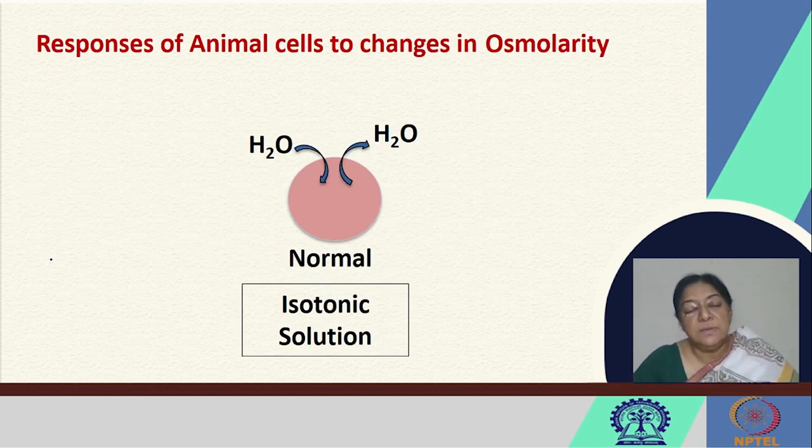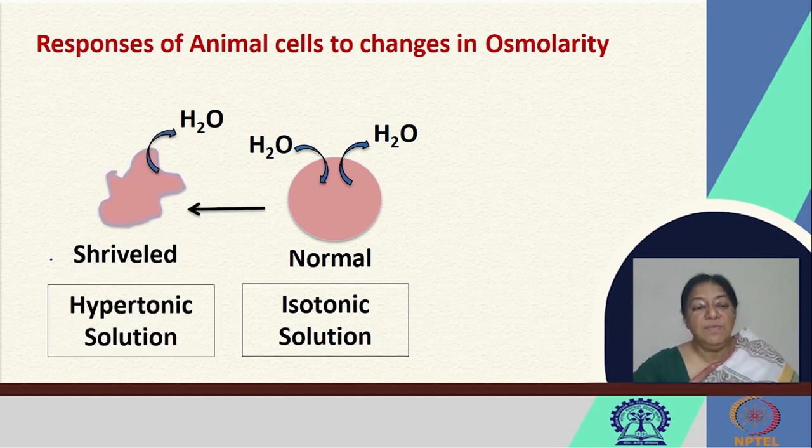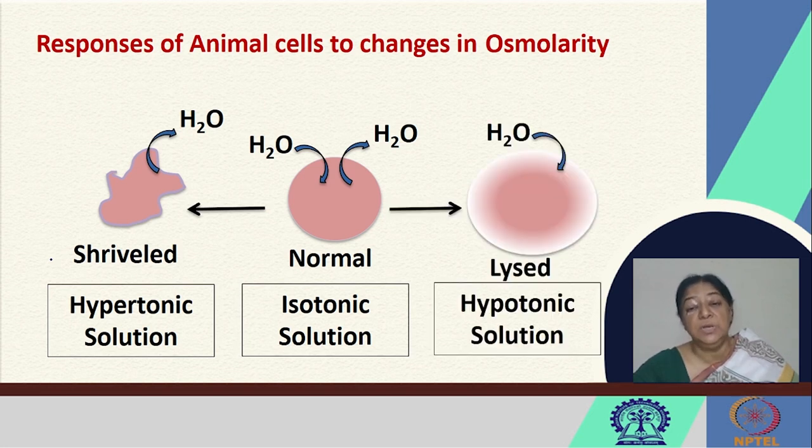When we look at the responses of an animal cell to changes in osmolarity, in a normal isotonic solution there is a transfer of water in and out of the cell. However, in a hypertonic situation, water is going to be extracted out of the cell, which will result in a shriveled cell. In the opposite case, a hypotonic solution, water will enter the cell and finally lead to its rupture. So the transfer of water, based on the membrane quality, is important here.